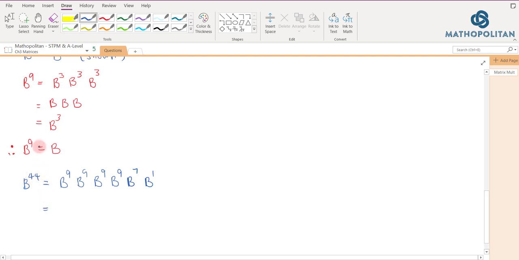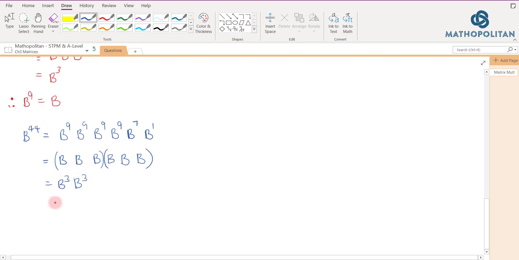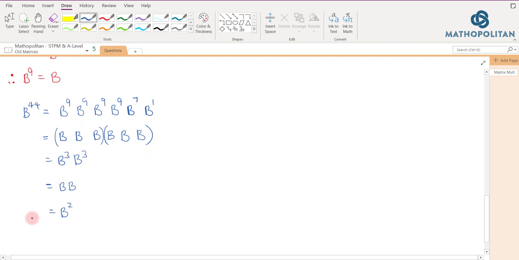And we know from the previous workings that b to the power of 9 is equal to b. So I can write this as b, b, b, b. So there are 4 b's here. And b to the power of 7 is also equal to b. And then we have a single b here. So from the first part, b times b times b is b to the power of 3, and b times b times b here would be b to the power of 3, and b to the power of 3 is equal to b. So b times b here would be b squared. In other words, b to the power of 44 is equal to b squared.